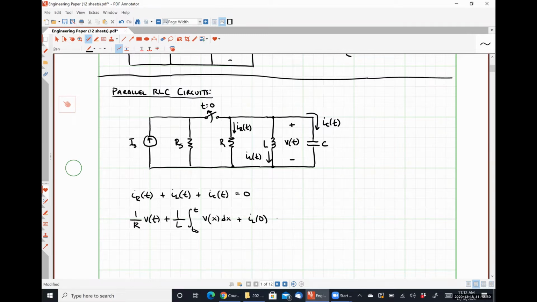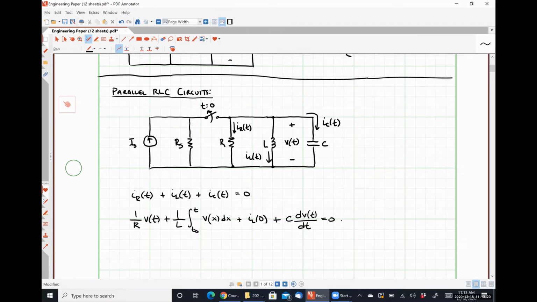And lastly, our capacitor current is given by C dV by dt. We set it all equal to 0. Or we could move the initial condition on the capacitor, the inductor current, to the other side. So what we have here is an integro-differential equation, okay? And integro-differential equations are annoying.